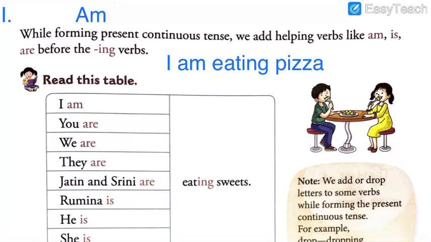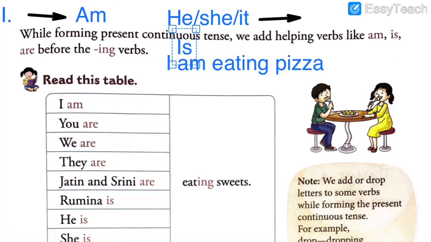I is always used with am. I am. Then he or she or it. If there is he, she or it, then always is is used. He is, she is, it is.